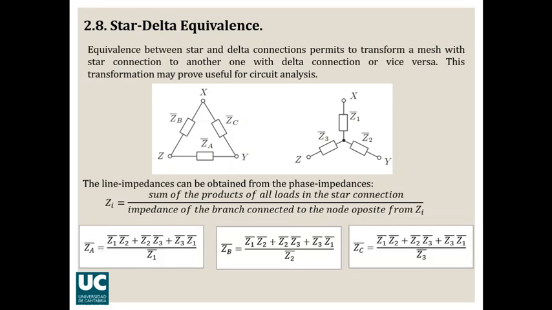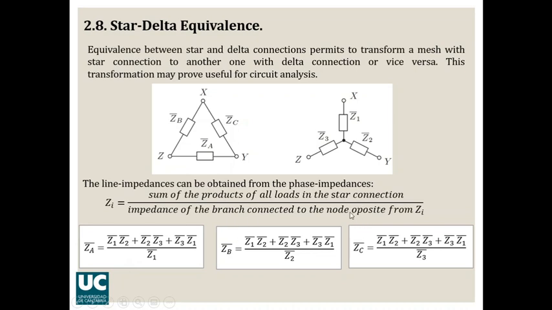So there you have, for example, for obtaining line impedance A, which is here, you have to do all the possible products of the phase impedances here, Z1 by Z2, Z2 by Z3, and Z3 by Z1, over the impedance of the branch which is connected to the opposite node. That is, if we are trying to obtain the line impedance ZA, the impedance which is connected to the opposite node is Z1. That is why you have here Z1 in the denominator.